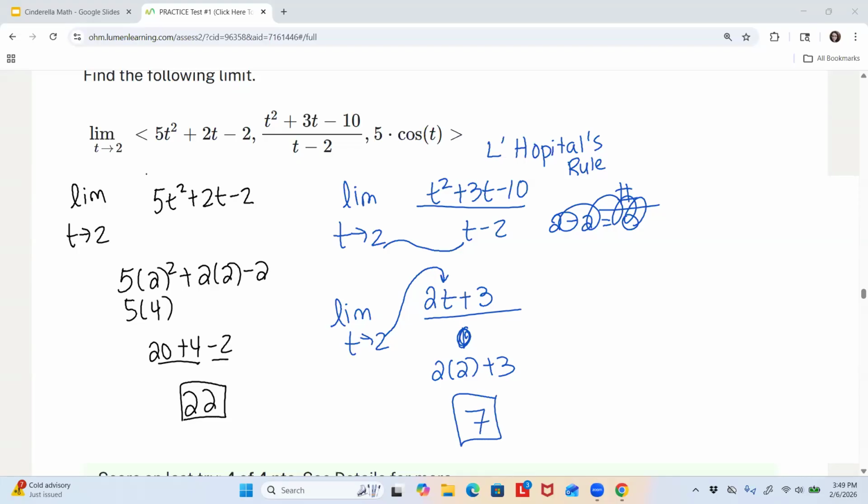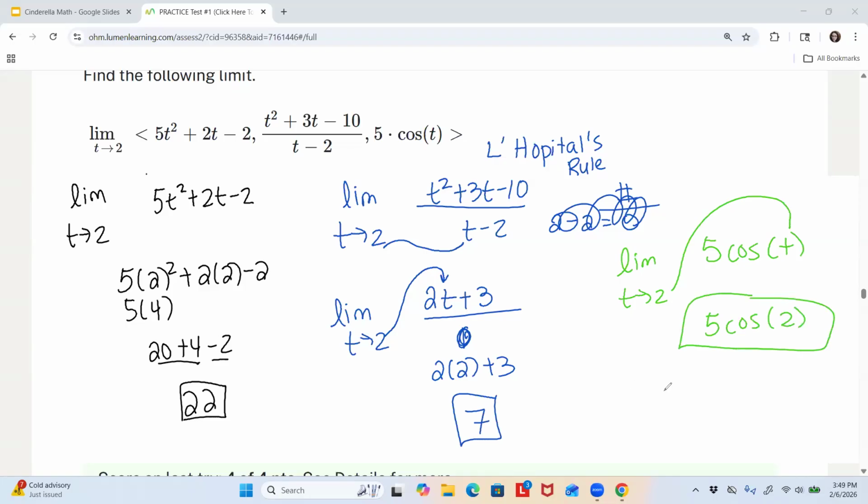And that worked. Third one, limit as t approaches 2 of 5 cos t. Just put 2 right there. 5 cos 2. Could you push it in the calculator? Yeah. Do you need to? No. Those are your 3 answers.